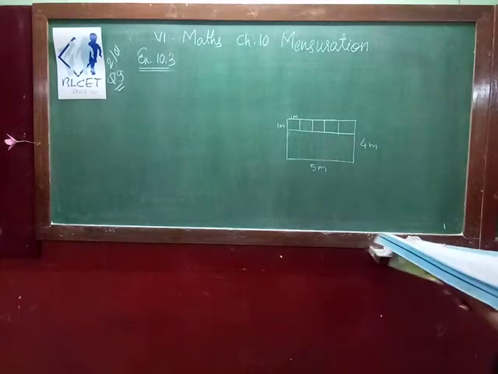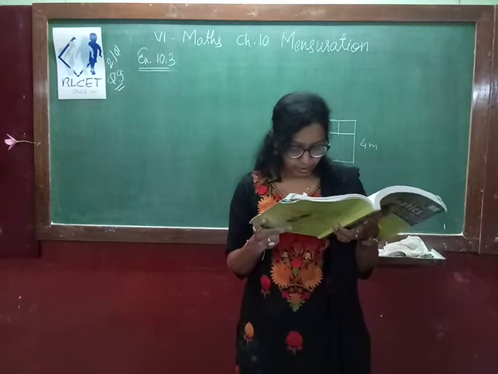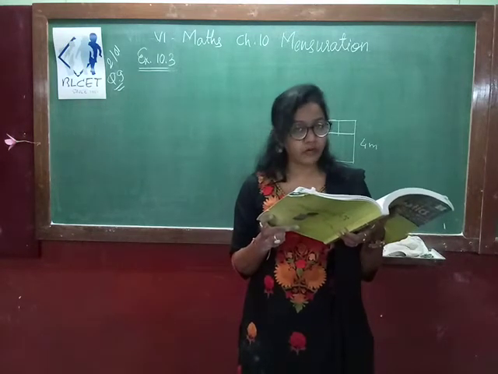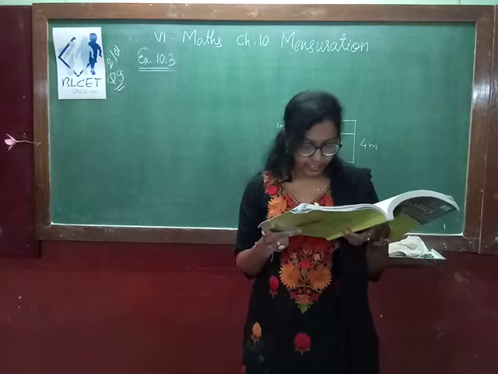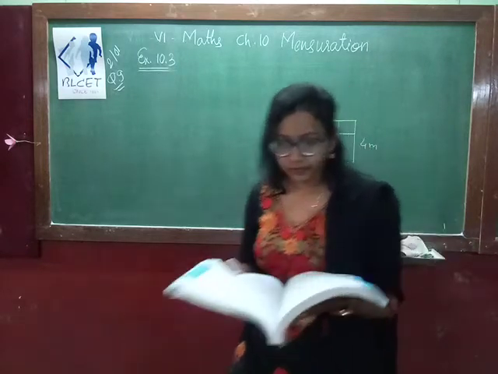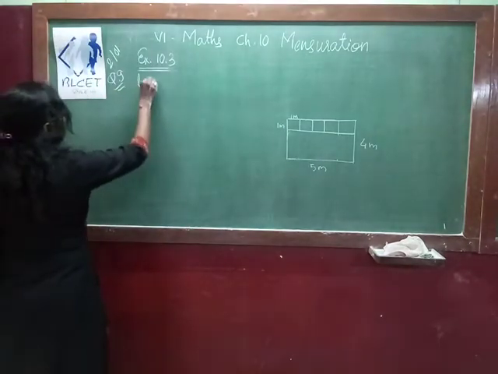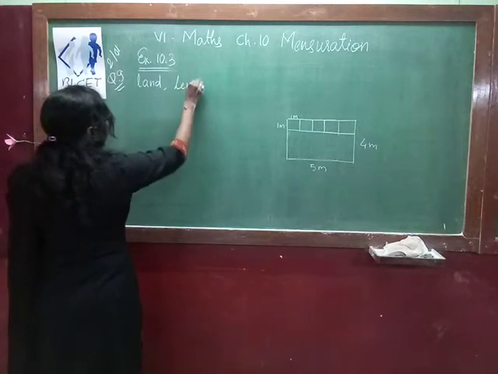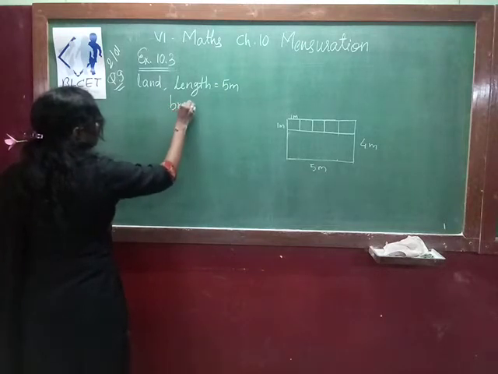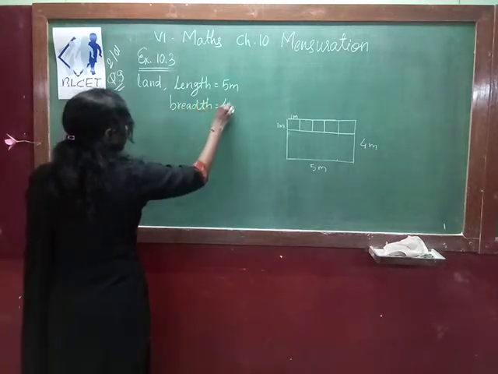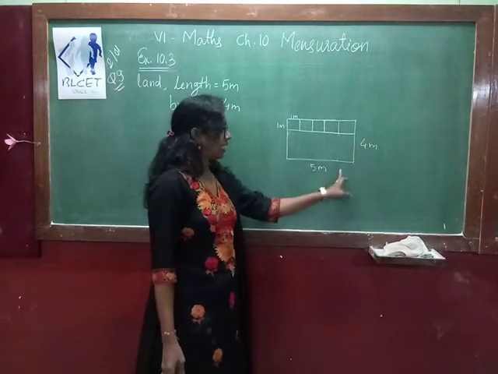Let's see what is the question. 5 square flower beds, each of side 1 meter, are dug on a piece of land 5 meter long and 4 meter wide. What is the area of the remaining part of the land? So first of all write the data and draw the diagram. So for the land, length is equal to 5 meter and breadth is equal to 4 meter. So this is the rectangular land with 5 meter length and 4 meter breadth.